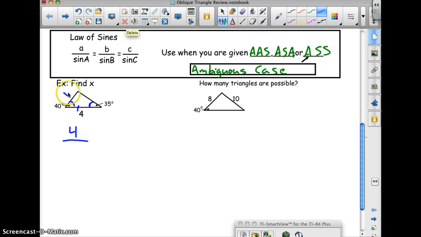Why don't you just go ahead and mark this side x? It doesn't matter. It could be either one of those. And it's going to depend how I'm going to write my equation. 4 over the sine of, I don't know that angle, equals x over the sine of 35, right?